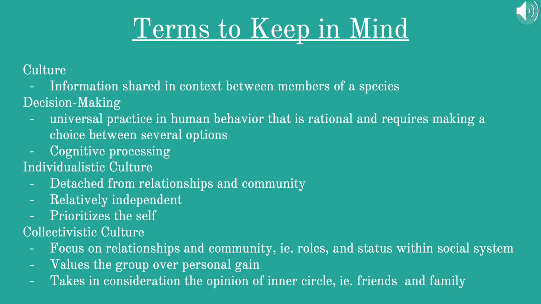Individualistic cultures are described as being detached from relationships and community, are relatively independent, and they prioritize the self. Collectivistic cultures are the complete opposite. They focus on relationships and community, like the roles they play and the status within the social system. They value the group over personal gain and consider the opinion of their inner circle, like their family and friends.